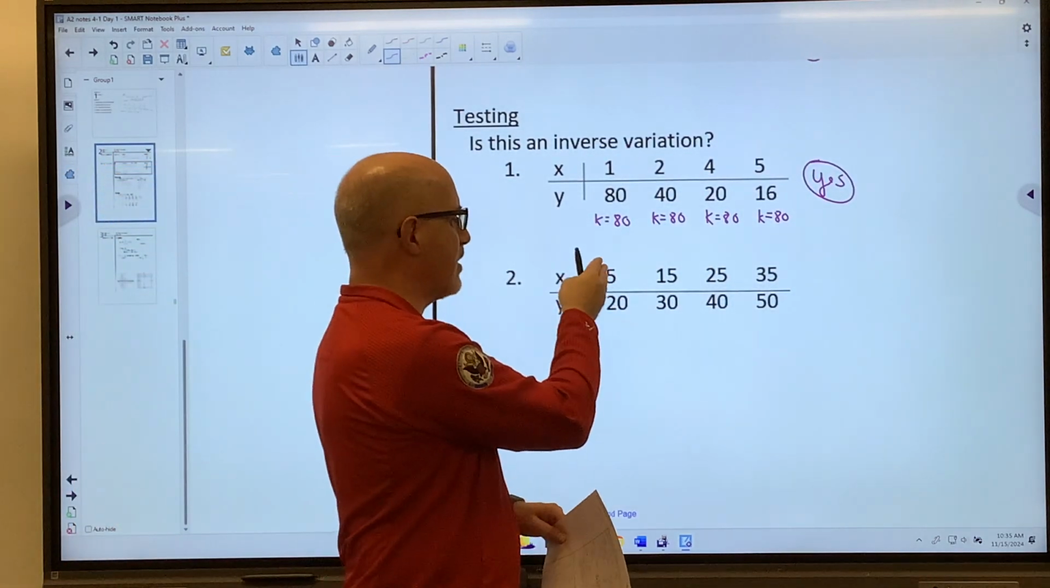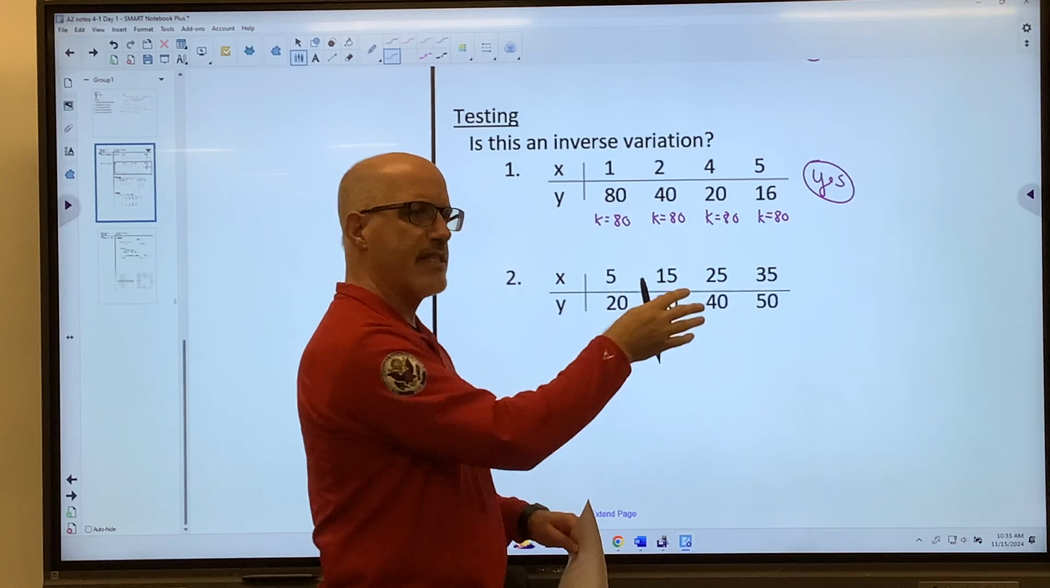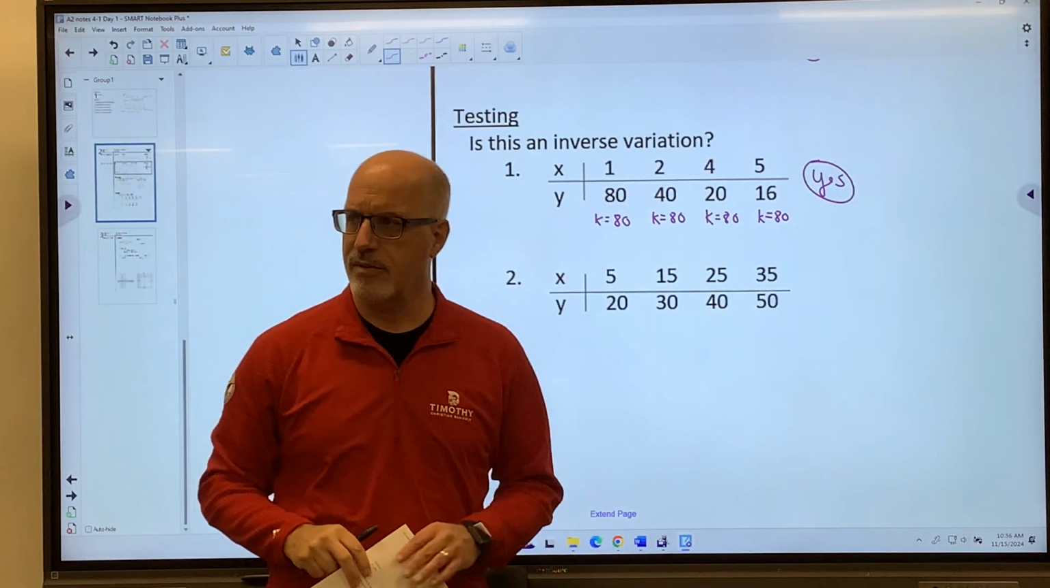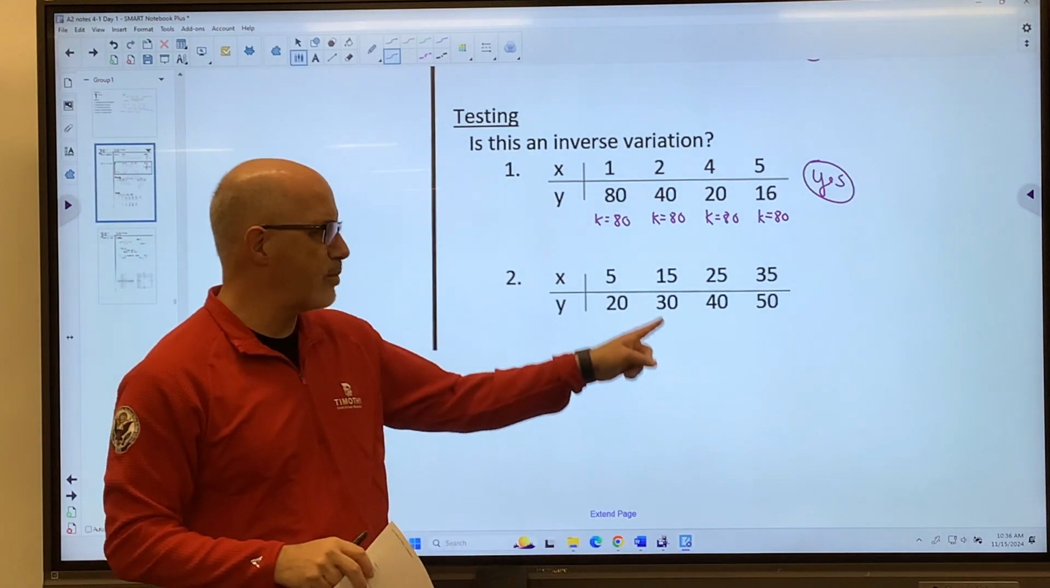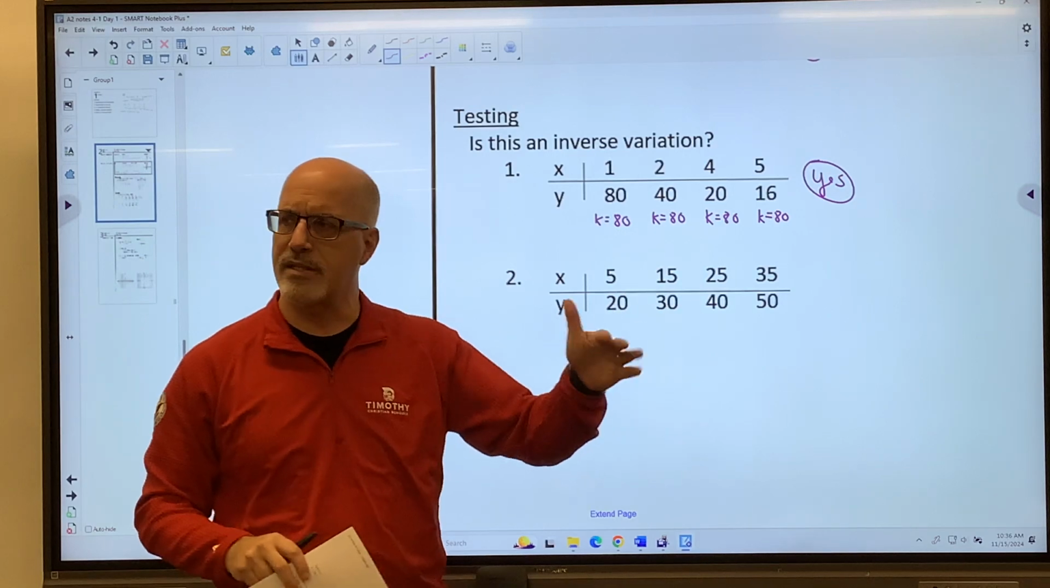See if you can multiply these together and see if it's a constant. Okay, so try it with each one of these and see, does it give you the same constant?